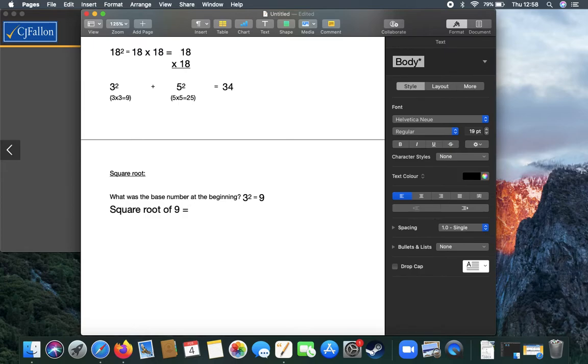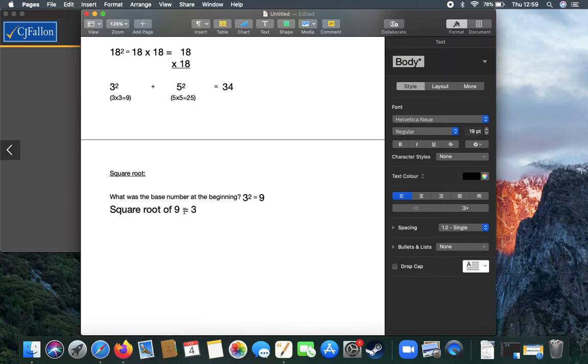You have to think, what base number, what number multiplied by itself? It's always just multiplied by itself, not any more than that. Square root of 9, what number multiplied by itself would give me an answer of 9? It's about knowing your tables, so have your tables book open, but I know that 3 by 3 is 9, so the square root of 9 is 3, because 3 by 3 made 9.